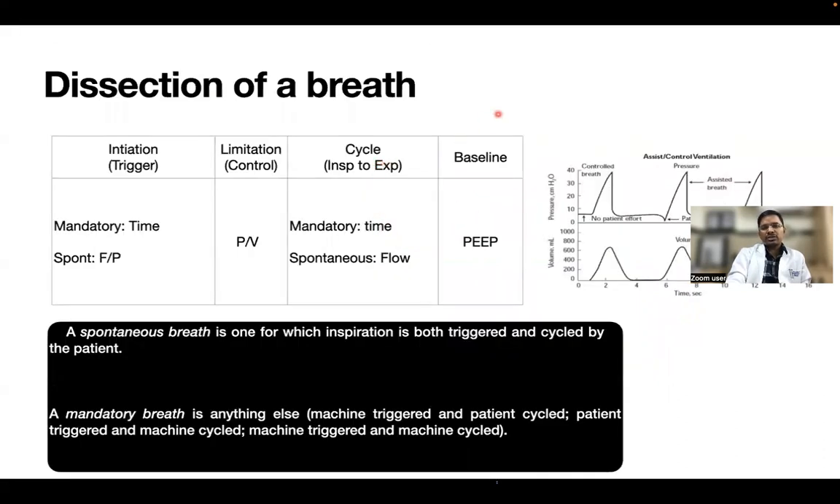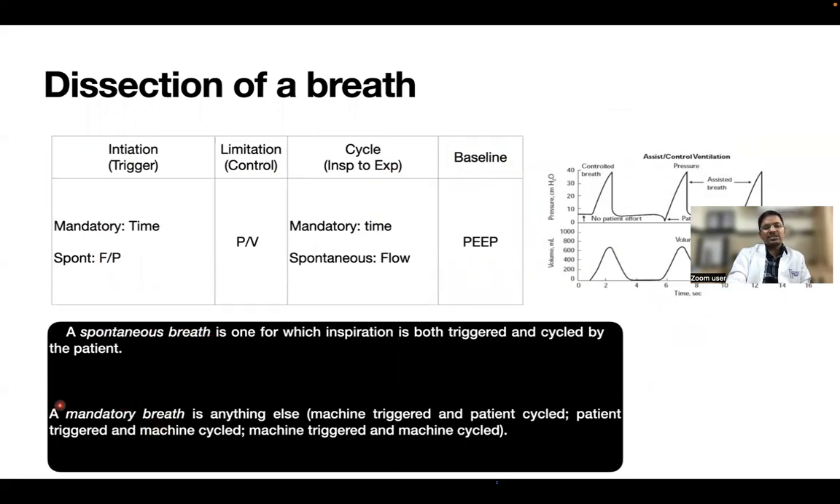Whenever we need a breath, somebody should initiate the breath, that's called trigger. Somebody controls the breath, how much we want to go, and then somebody cycles it, or stops it, from inspiration to expiration and expiration to inspiration, as well as we need some baseline pressure. Before we do that, we have to understand what is spontaneous breath and what is mandatory breath.